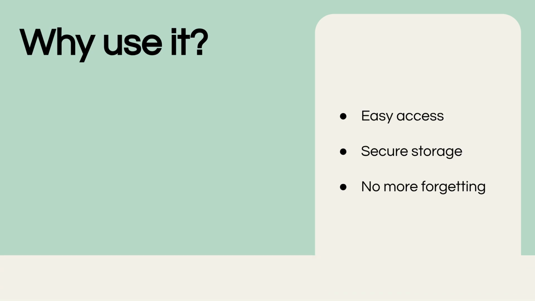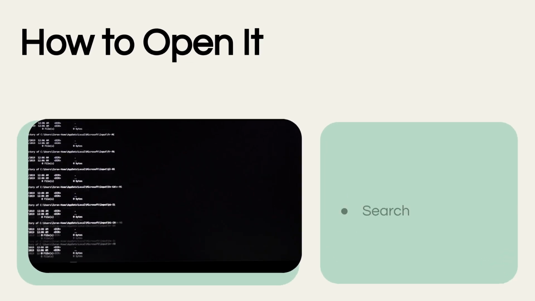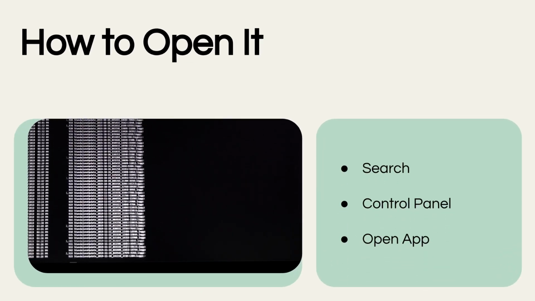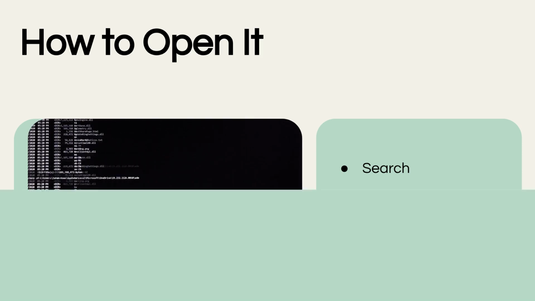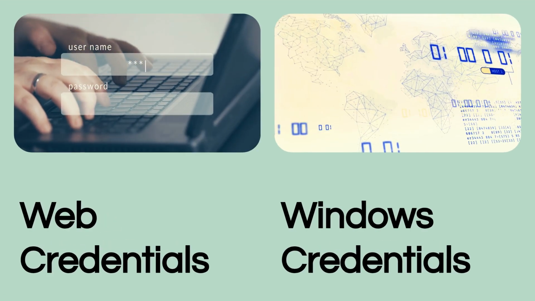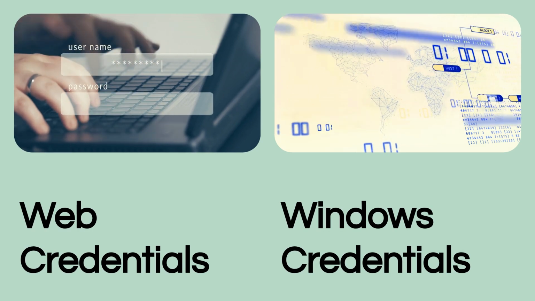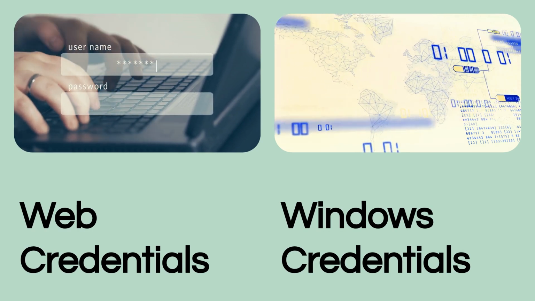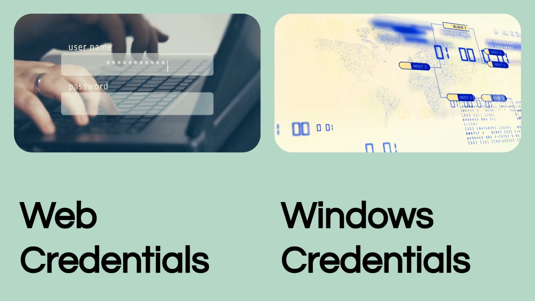access to your services. Now, let's look at how you can easily access the Credential Manager on your Windows PC. You can open Credential Manager by searching for it in the Windows search bar or finding it in the control panel under User Accounts. Credential Manager separates stored information into two main types: web credentials for websites and general applications, and Windows credentials for network access and services.